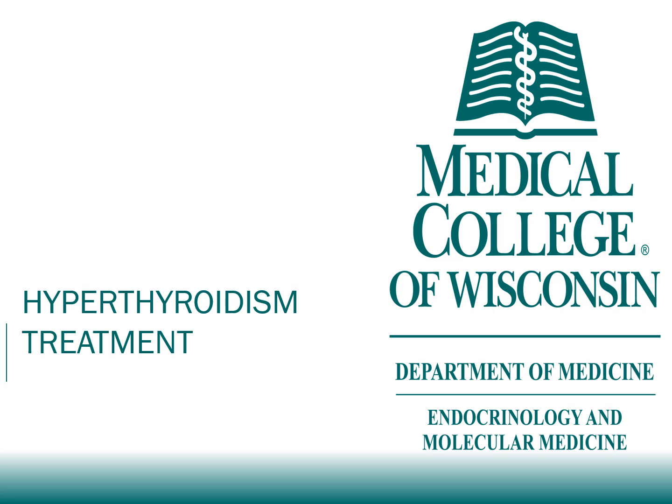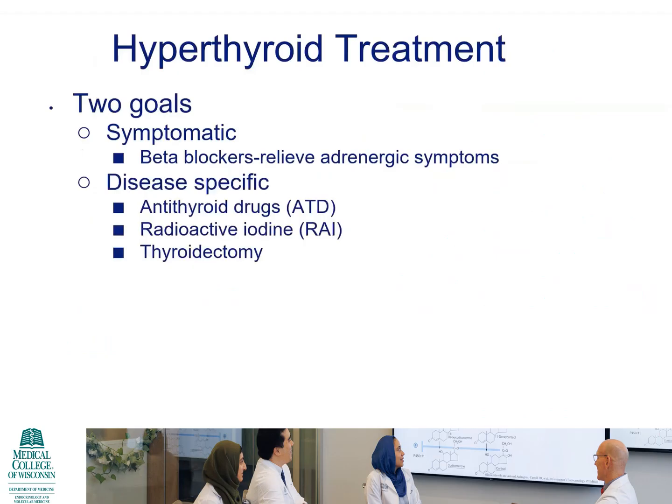All right, moving on to treatment of hyperthyroidism. So in hyperthyroidism, we really have two goals. We have symptomatic relief. That's the use of beta blockers to decrease adrenergic symptoms. And then we have disease-specific therapies: antithyroid drugs, radioactive iodine, or thyroidectomy.